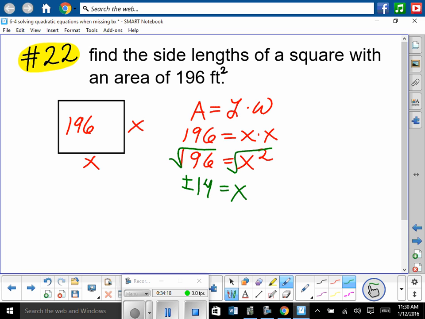Now, would the negative make sense? Would negative 14 be an acceptable answer for this problem? No. Could we have a negative side length? No. So we throw that answer out. We keep x is equal to positive 14. So our side lengths are 14. Does everybody see how to do that?